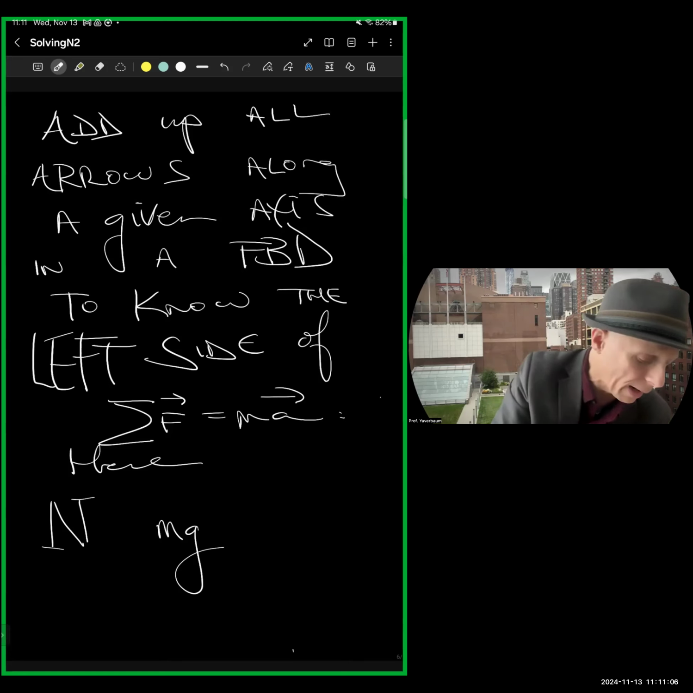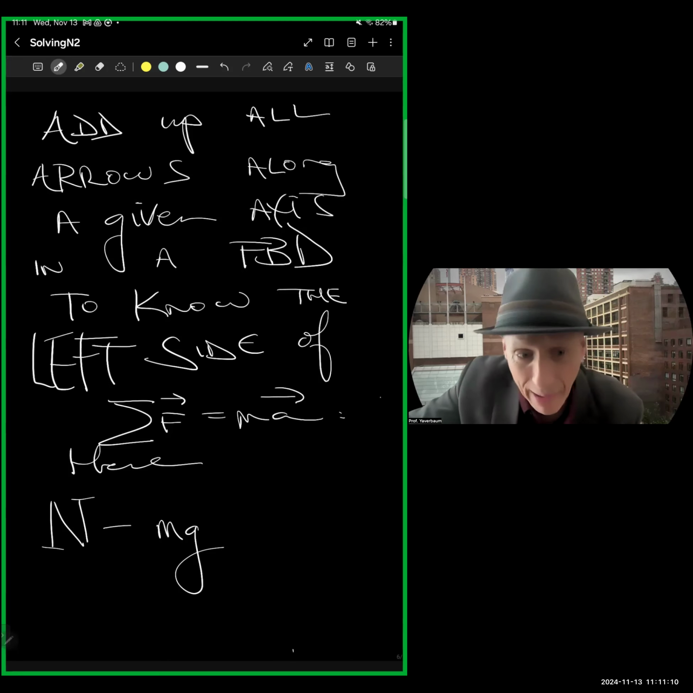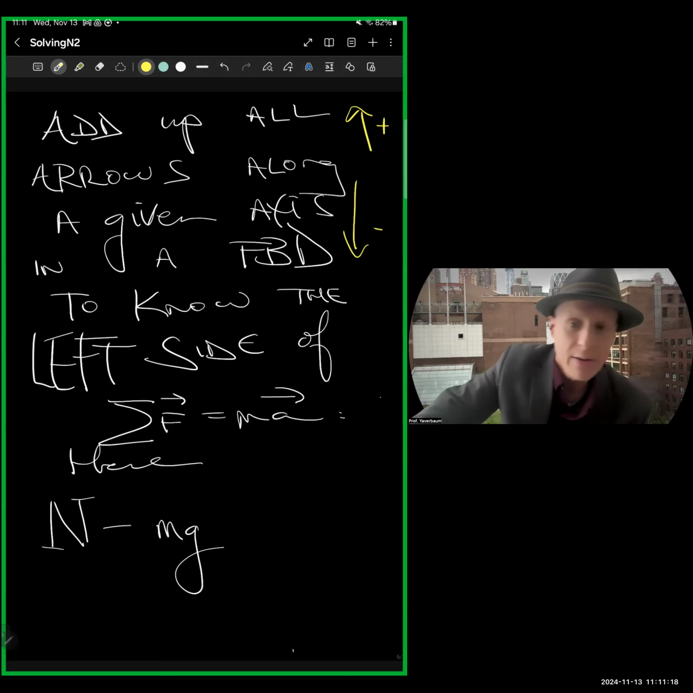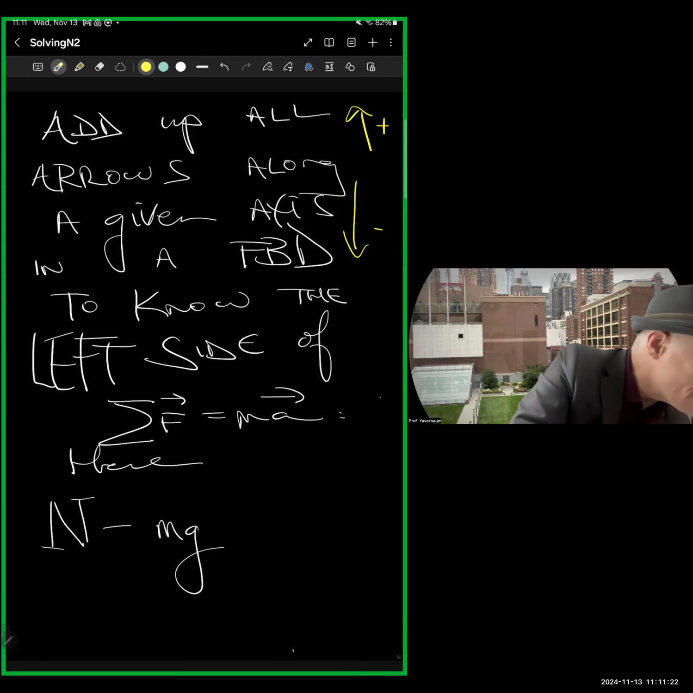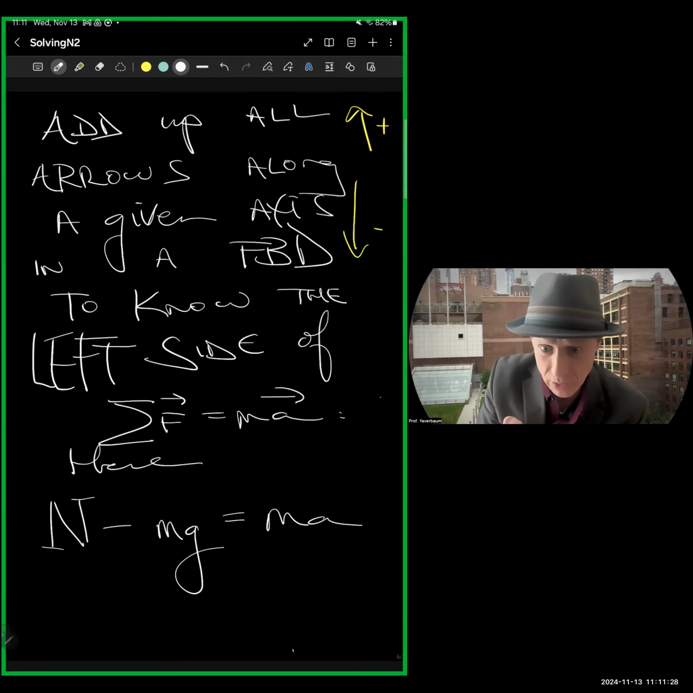The normal force is pointing up. The weight is pointing down. So I give one of them a minus sign. Like if I say that up is positive and down is negative, then the weight gets a negative sign. So N minus mg equals ma, right? This is a simple example of how to use Newton's second law.